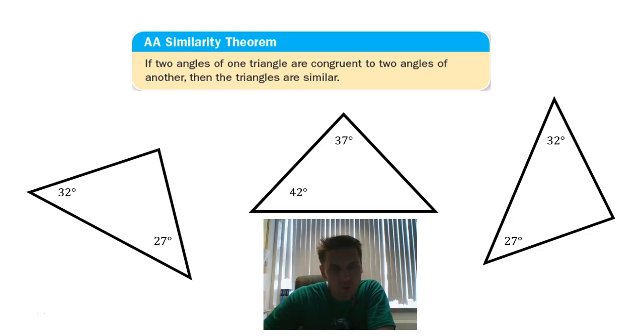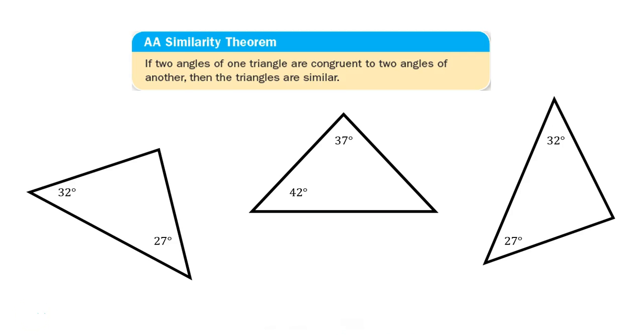All right, two more similarity theorems to talk about here, and then we can wrap that up. So the next triangle similarity theorem that exists is the angle-angle similarity theorem. The angle-angle similarity theorem for triangles says that if two angles of one triangle are congruent to two angles of another, then we can say the triangles are similar.